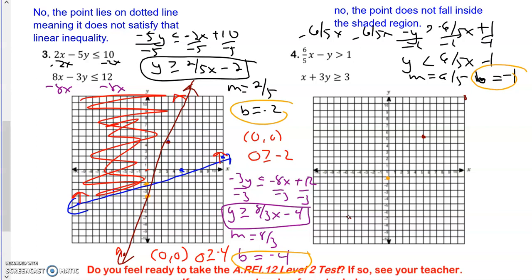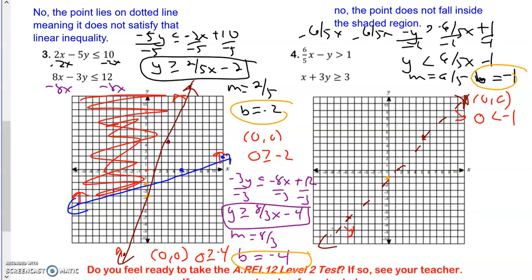And I am going to graph. I know that this time it is a dashed line because there's no equal to. So I'm just going to fill it in. My favorite point is still 0, 0. So I'm going to put in, is 0 less than negative 1? And that is false. So I'm going to be shading below this line.